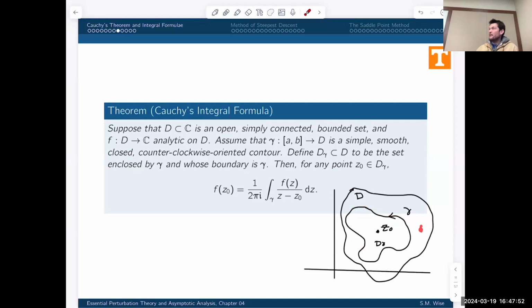Okay, not over here, okay? So it's just how do you define inside versus outside? You define inside versus outside by the right-hand rule. Same as in physics, right?